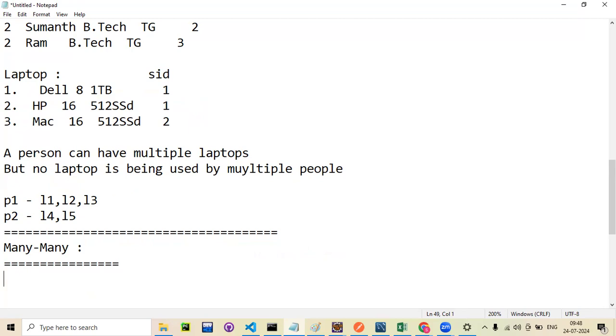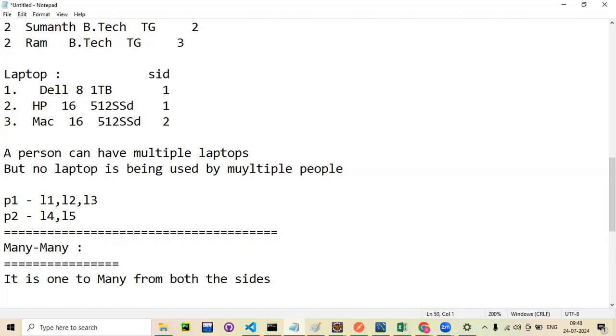See, now one laptop can have multiple users. The same laptop can have multiple people, multiple users. And a person can have multiple laptops. So it is one to many from both the sides. Am I correct? Right.